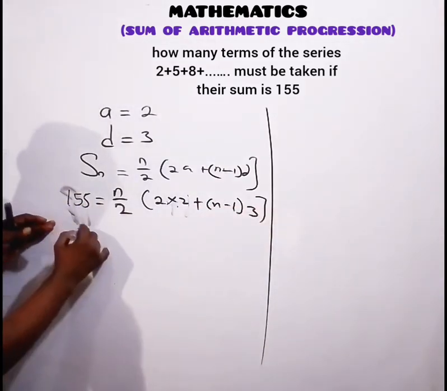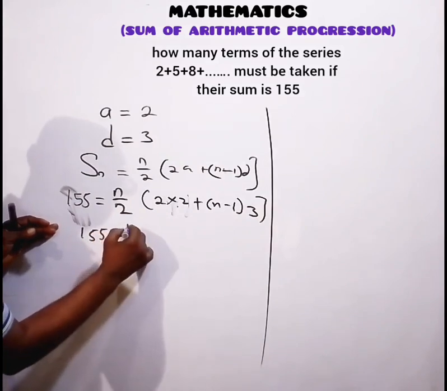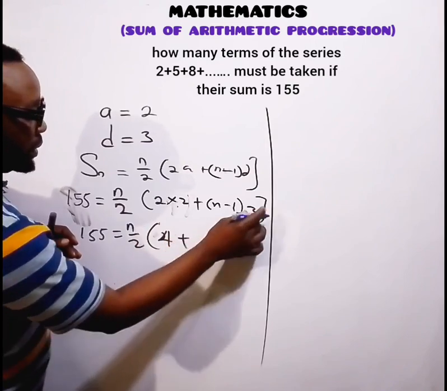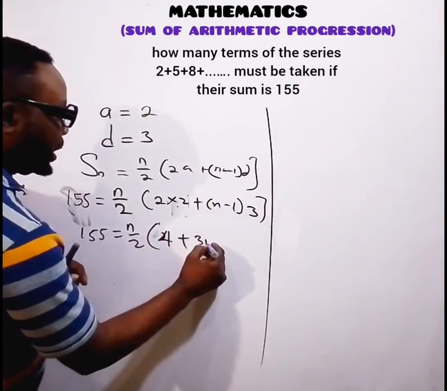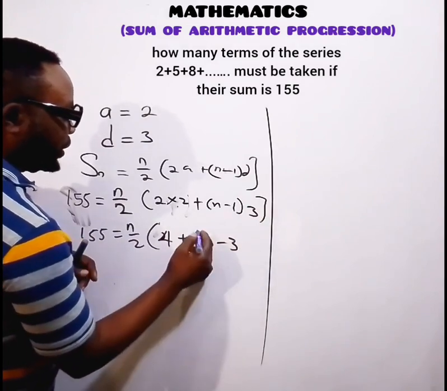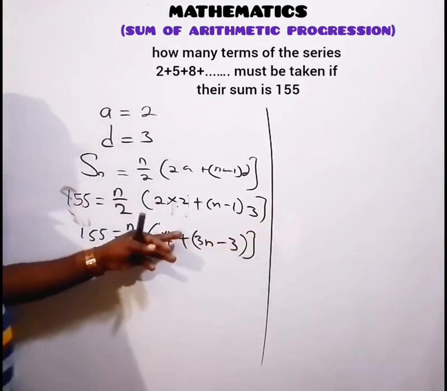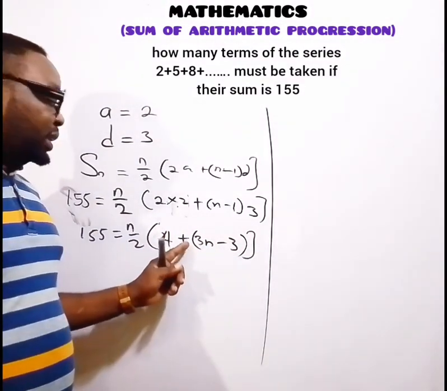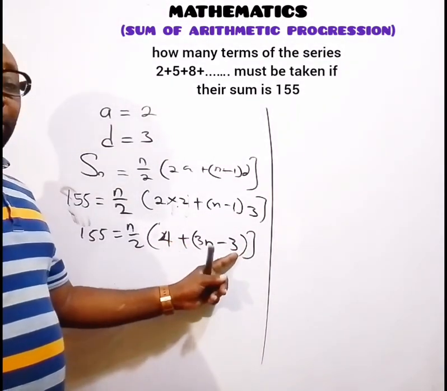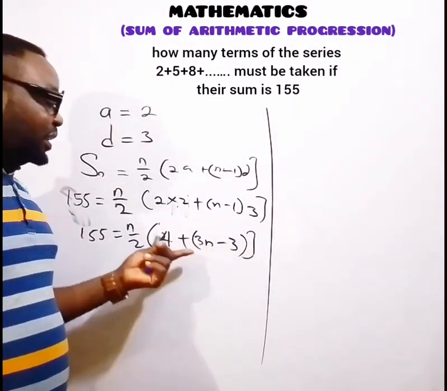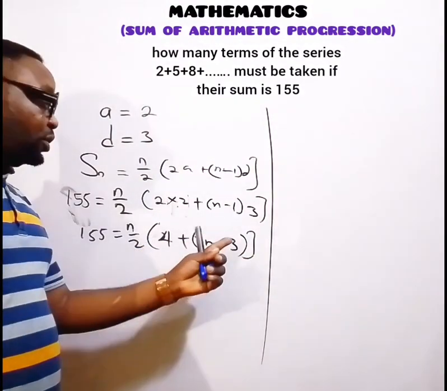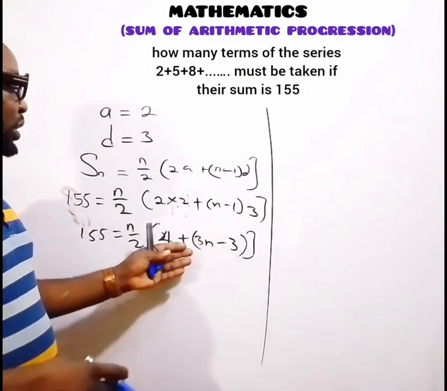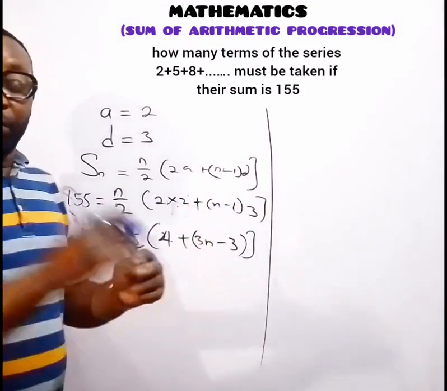So we have 155 is equal to n over 2 into bracket of 4 plus, let's open up this bracket, 3 times n, 3n, 3 times minus 1, minus 3. Put it in bracket. Why do I put it in bracket? Because of the positive sign here. Let's assume this is a negative sign; it is going to affect both of them. But if you do not put the bracket there, the negative sign will only affect one term, which will make your answer incorrect. So you have to be careful when dealing with values inside a bracket, if it's more than one term.